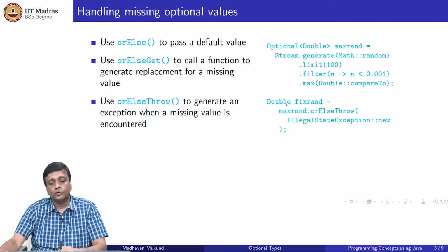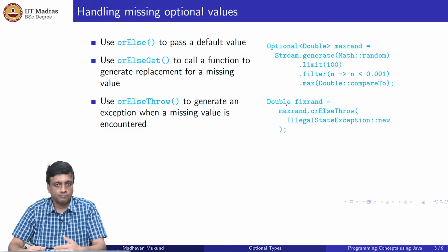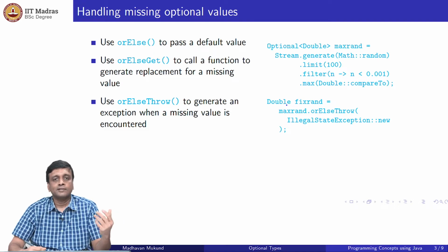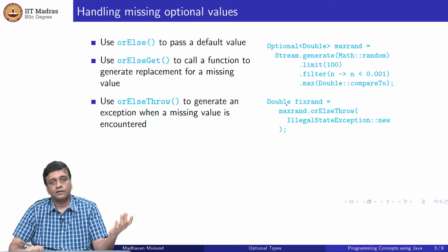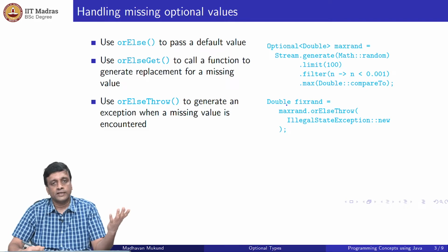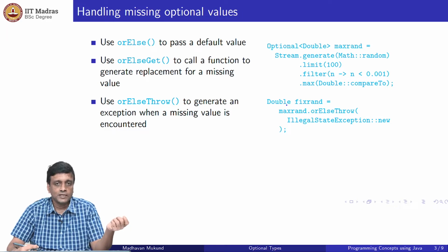And the last thing that you can do is that if you really do not want these empty types to come, so supposing something has gone wrong and you have no way to fix it. Remember that when something goes wrong and you have no way to fix it, the best way to do it is to announce an exception, right. So this is the third option. So instead of orElse, which produces a fixed replacement value, or orElseGet, which generates a replacement value from a function, there is an orElseThrow, which actually generates an exception.